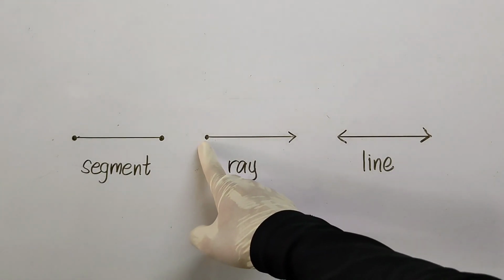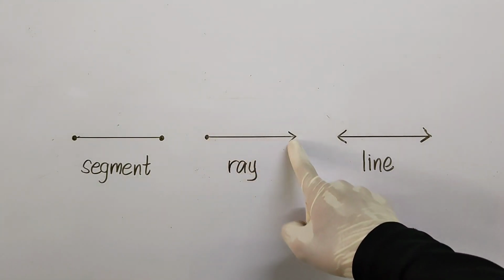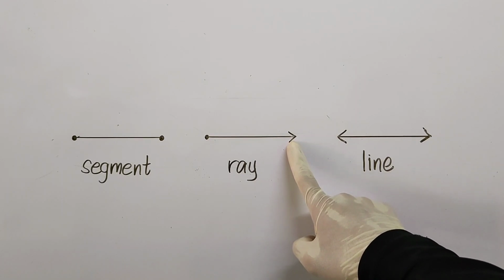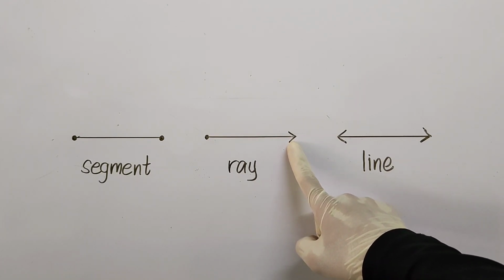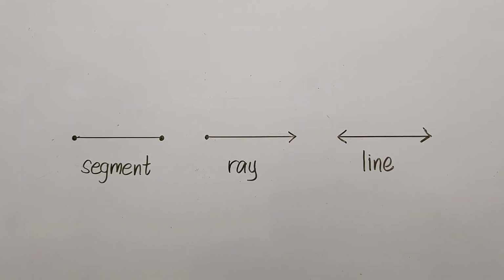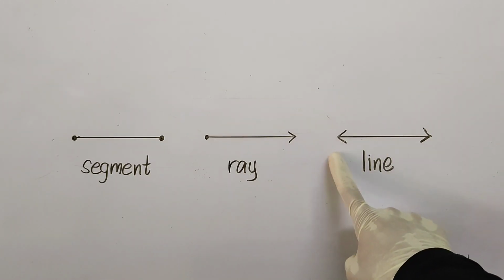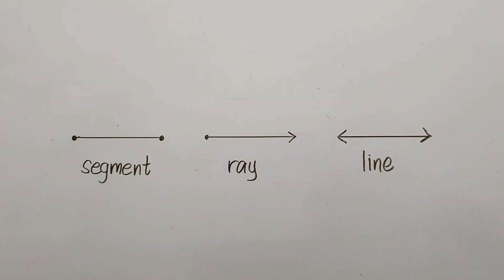So this is the endpoint of our ray, and the other side of the ray is an arrowhead signifying an extension of these points. And lastly, a line has no endpoints. So on both sides of our line, it will extend infinitely. With that, in illustrating a line, we need to put two arrowheads.